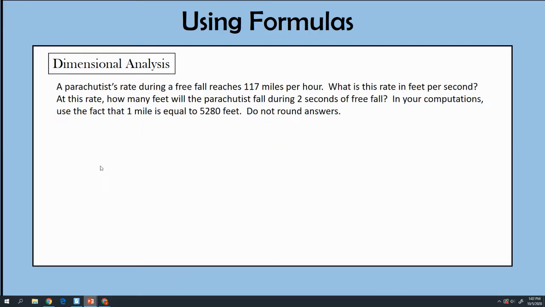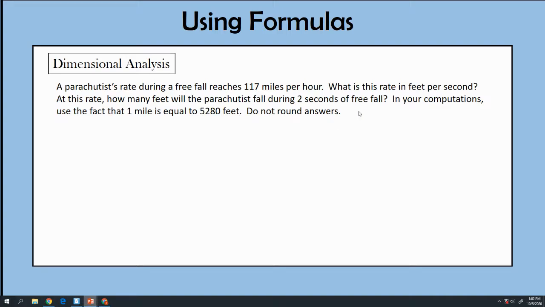Last one, a little more complicated. So we've got a parachutist, and their rate during a free fall reaches 117 miles per hour. They want us to convert this rate into feet per second. And then at this rate, how many feet will the parachutist fall in 2 seconds? In your computations, use the fact that 1 mile is equal to 5,280 feet.